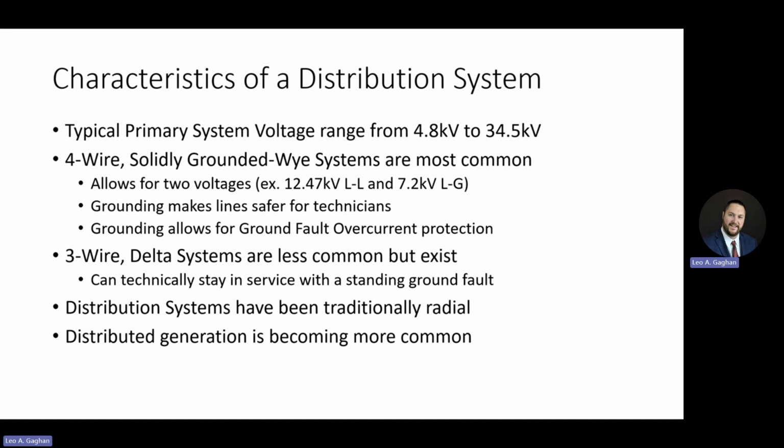Another situation, you can have 3-wire delta systems. They're less common, but they do exist. I haven't seen a lot of these in Maine. They are all over the place in New York, fairly common in New York. They've got a lot of delta-delta transformers where the distribution system is ungrounded. And they can technically stay in service with a standing ground fault.